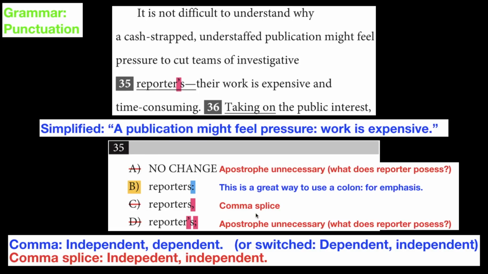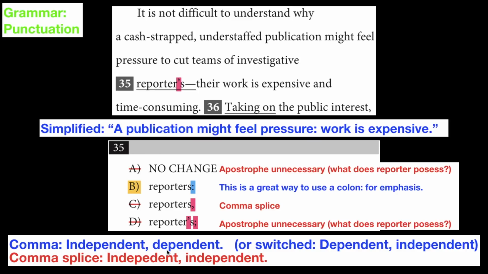C is what's called a comma splice. There are comma splices all over this test. Don't ever choose them. A comma splice is an error. It's an independent clause and then an independent clause. If you have a comma, you should always have only one independent clause before or after. You can't have two. They can't both be independent clauses.